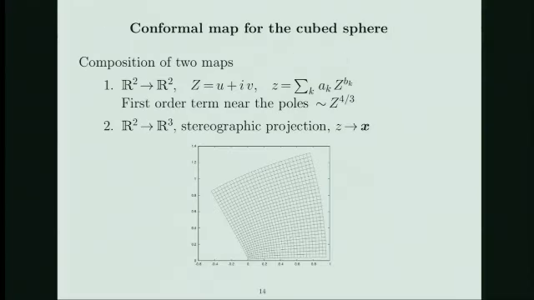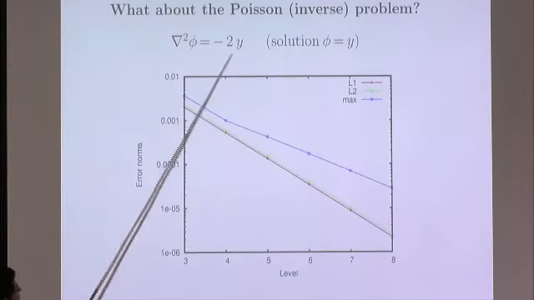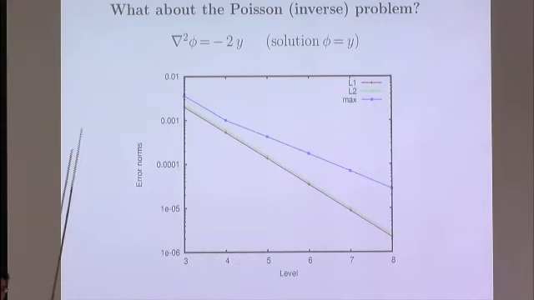Okay, so that was for the direct discretization of the Laplacian. What about the inverse problem? Remember, that's important when you want to solve the Laplace, Poisson or Helmholtz equation on the sphere, and that's what you really want to solve. So the inverse problem is this, and of course the solution is phi equal y. I do exactly the same thing now: I use the same operator, but I solve the inverse problem with the same discretization of the operator, and that's what you get. Which is not so bad at all.